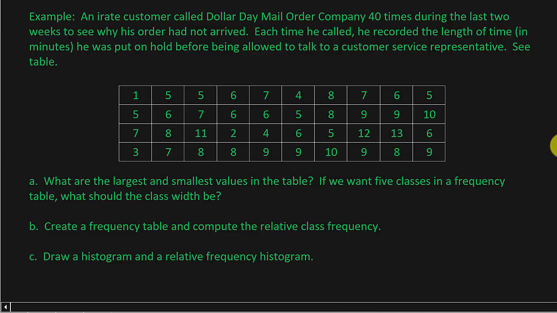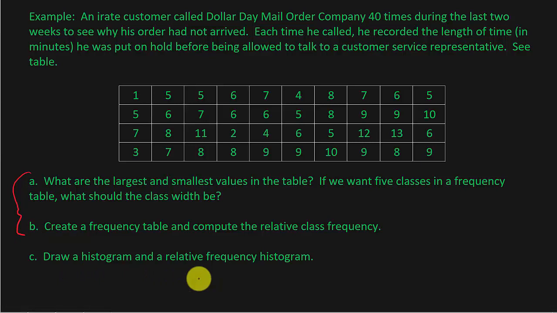What are the largest and smallest values in the table? If we want 5 classes in a frequency table, what should the class width be? And then create a frequency table and compute the relative class frequency. So we want the relative frequency also. So basically, these parts A and B right here, we're doing what we did in the first example. And then they want us to draw a histogram and a relative frequency histogram. All right, so let's do that.